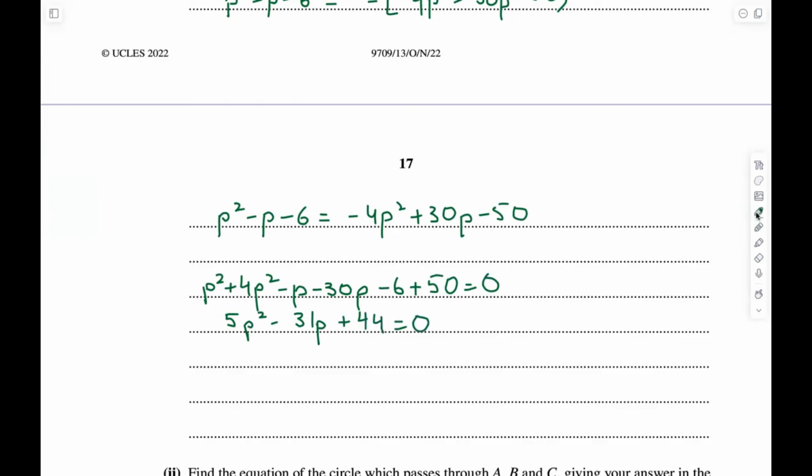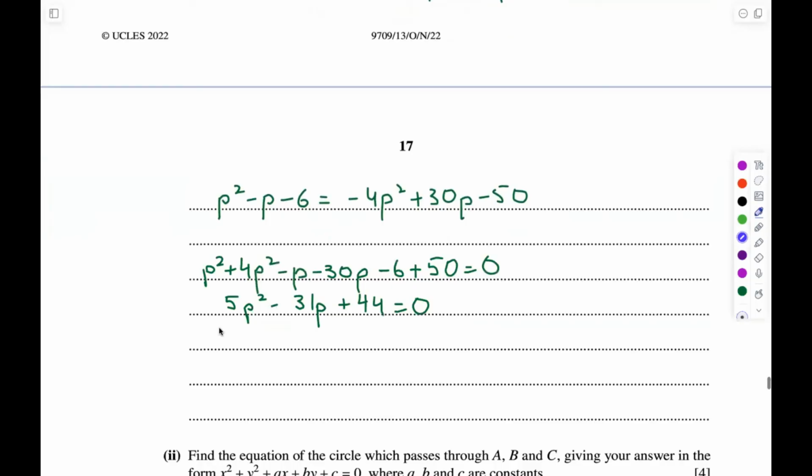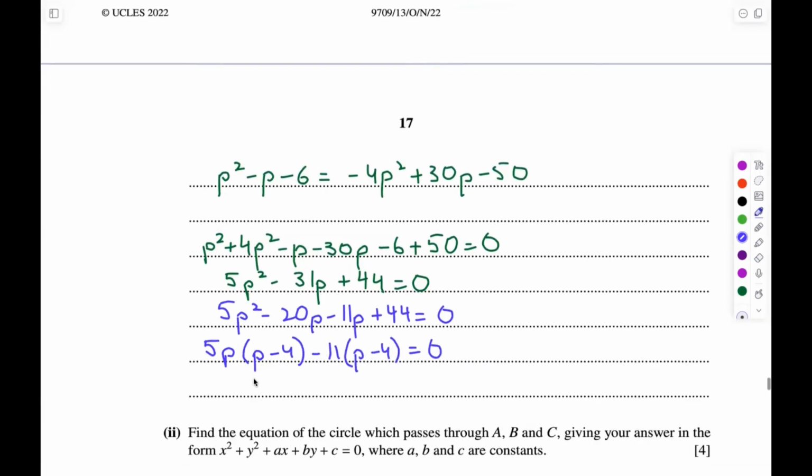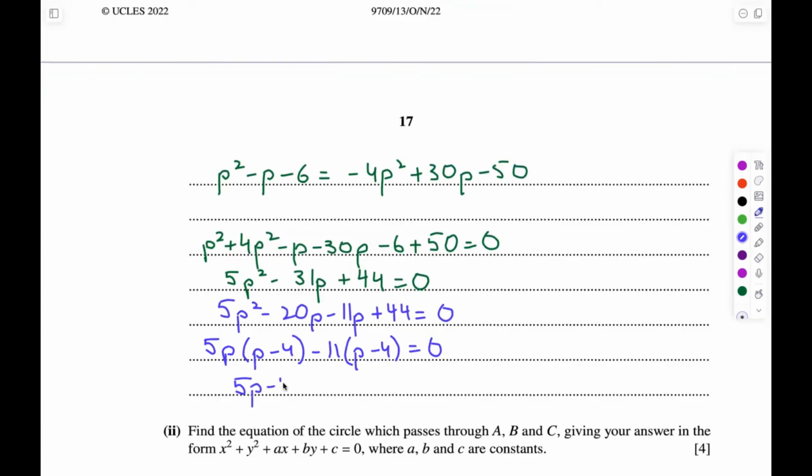Now we can factorize this using our calculators or using middle term breaking. We'll get 5p squared minus 20p minus 11p plus 44 equal to 0. Taking 5p common, we'll get 5p into p minus 4. Taking 11 common, this will become p minus 4 equal to 0. Simplifying, this will be 5p minus 11 into p minus 4 equal to 0. So the value of p will be 4, and the second value will be p equals to 11 upon 5. As it said in the question that p is an integer, it means that the only value of p that we'll use for the final answer will be p equals to positive 4.